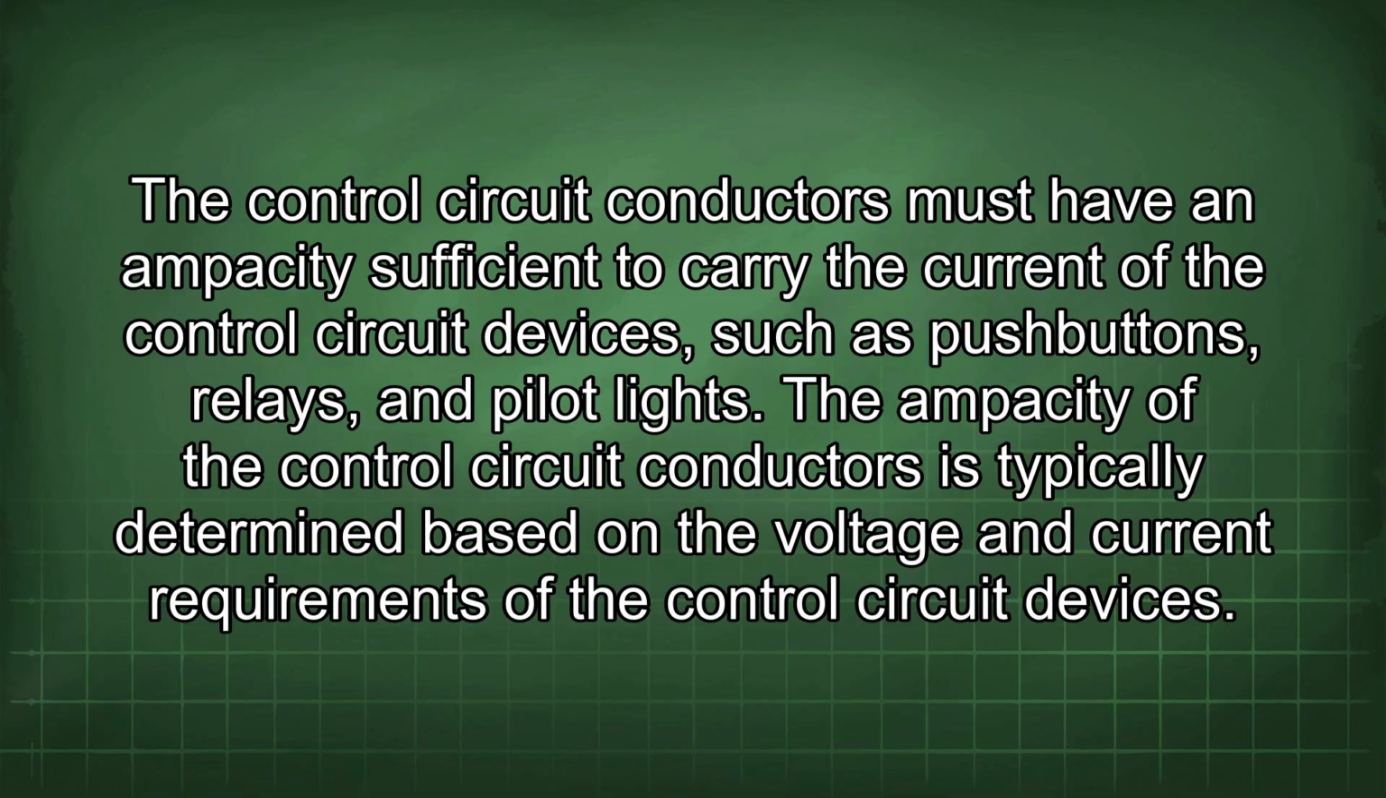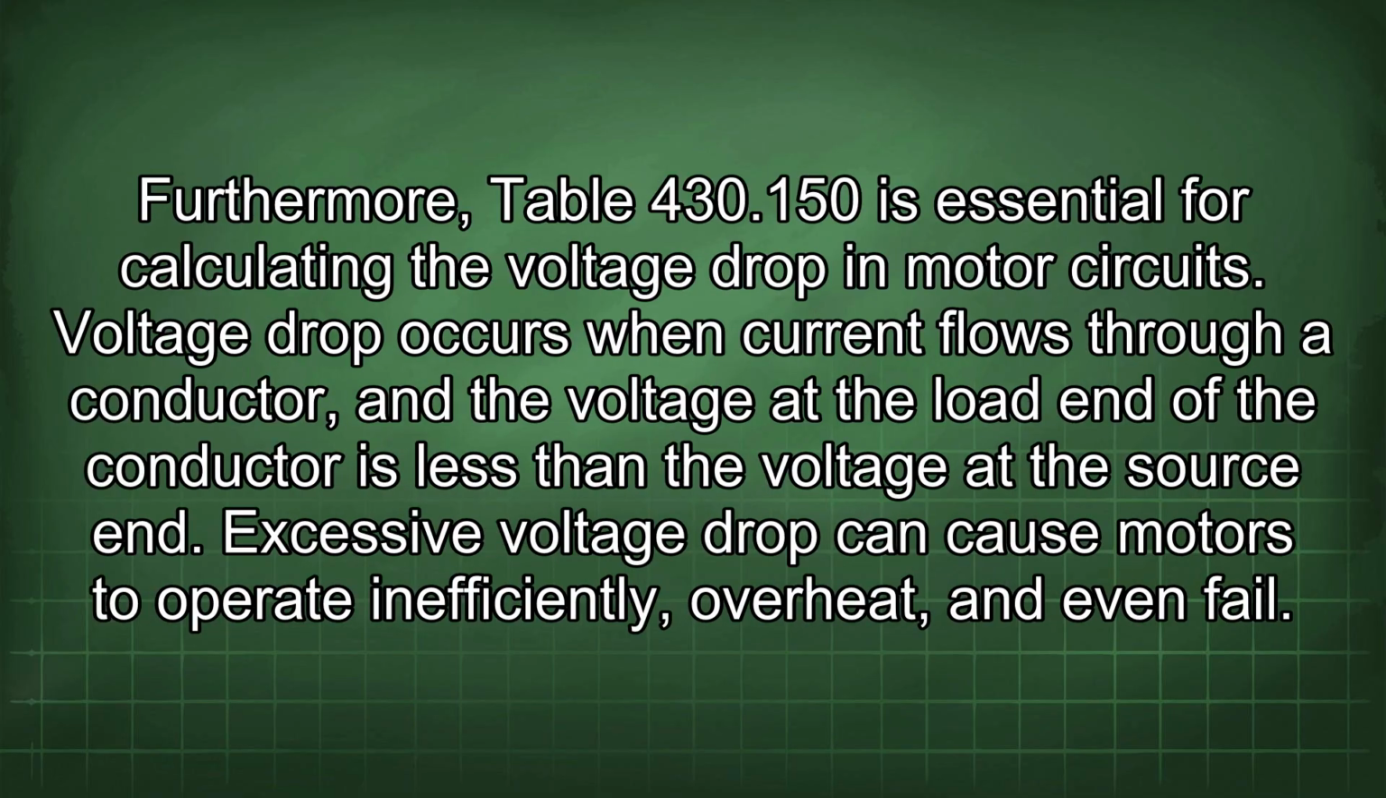The ampacity of the control circuit conductors is typically determined based on the voltage and current requirements of the control circuit devices. Furthermore, Table 430.150 is essential for calculating the voltage drop in motor circuits. Voltage drop occurs when current flows through a conductor, and the voltage at the load end of the conductor is less than the voltage at the source end.